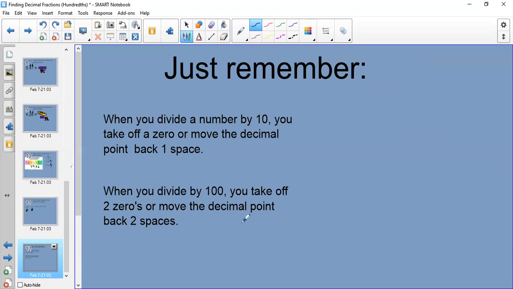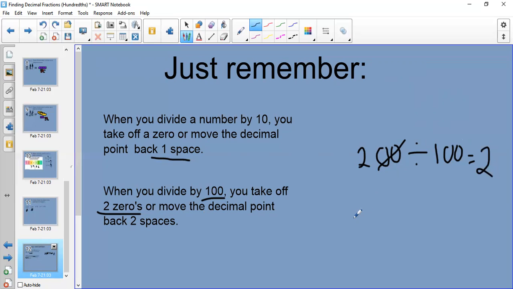Now, because we looked at tenths, that's why I wanted to go over that little example, but we're also looking at hundredths today. If you are multiplying by 100, you would add zeros, but because we're dividing by hundreds today, you're going to take off those zeros. You take off 2 zeros or you move the decimal point back 2 spaces. So when you divide by 10, you knock off 1 zero or move the decimal point back 1 space. If you're dividing by 100, you take off 2 zeros or move the decimal point back 2 spaces. So 200 divided by 100, if we take off our 2 zeros, the answer would be 2.